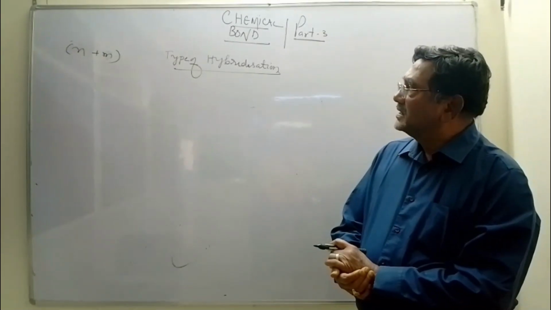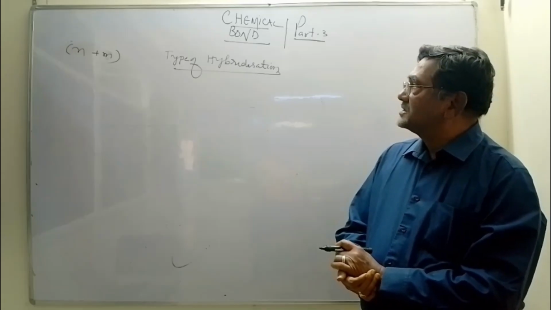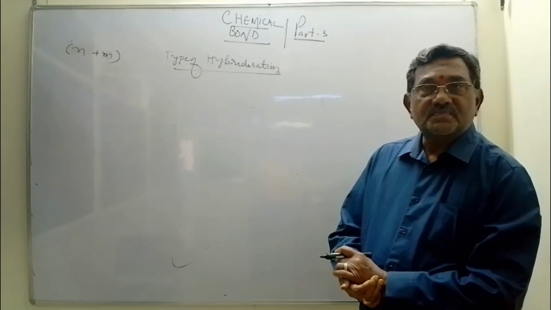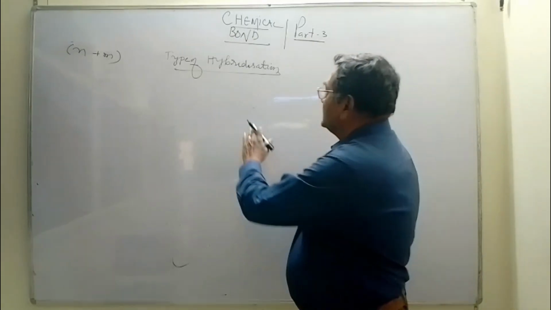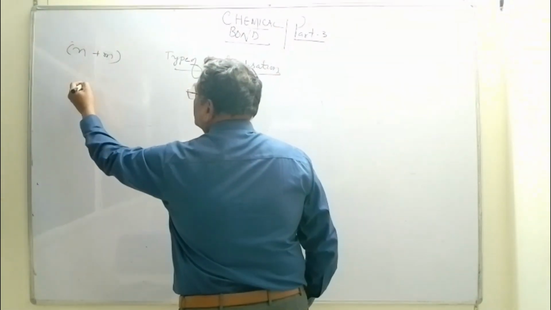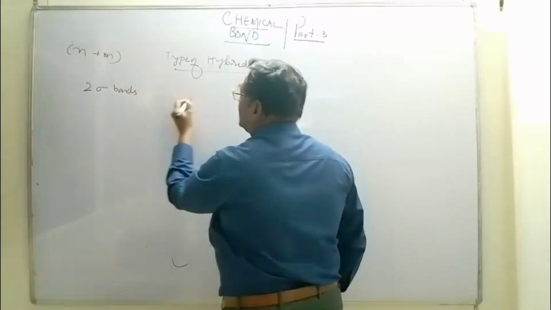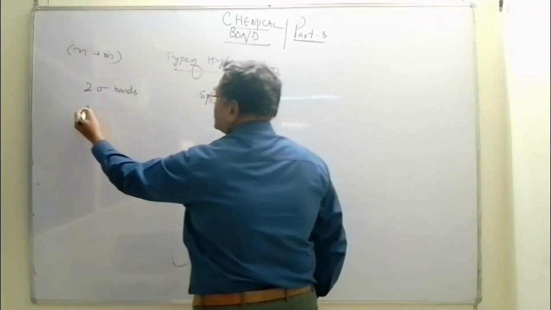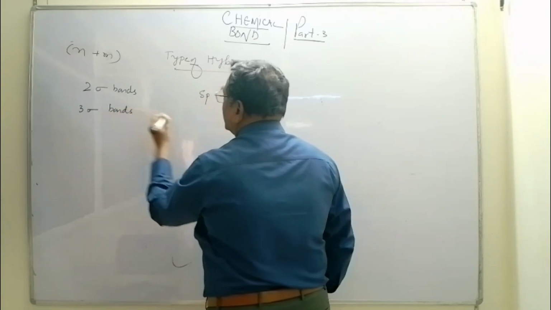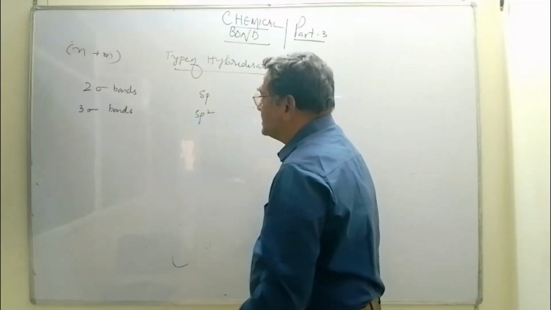Good morning, one and all. We continue with the chemical bond, to find out the hybridization as well as the shape of the molecule based on VSEPR theory. The first and simplest way to find out: when you have two sigma bonds, it's going to be sp hybridization. If it has three sigma bonds, that's nothing but sp2 hybridization.